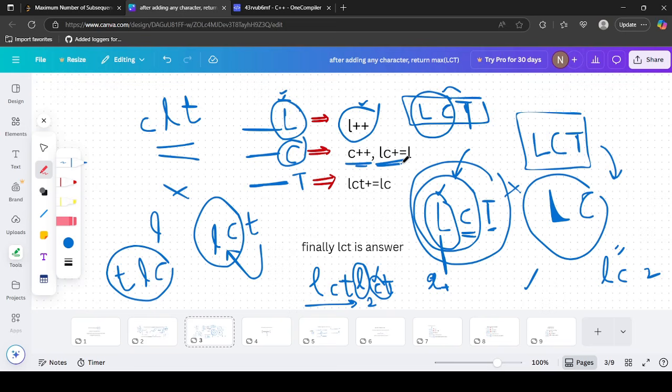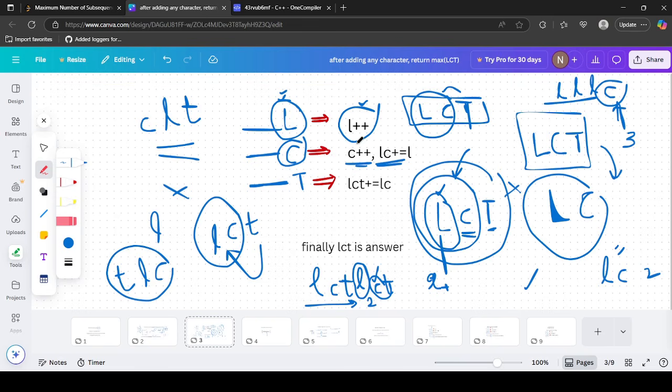So at this new C, what are the count of subsequences LC that are ending at this C? It will be simply the count of L before. For example, we have 3 L's before and this is C. So what is the count of new subsequences that are ending at C? It will be simply 3 because we have 3 L's before. So the count of LC is 3.